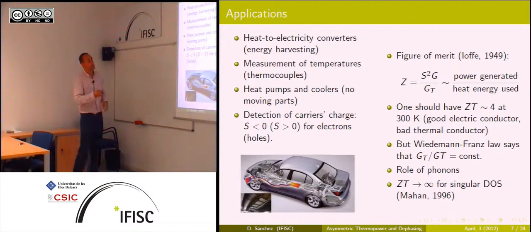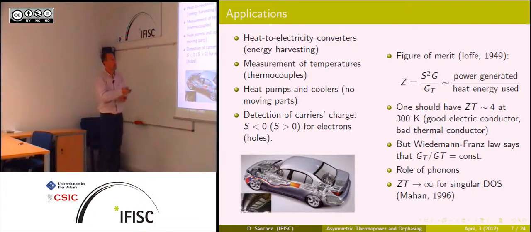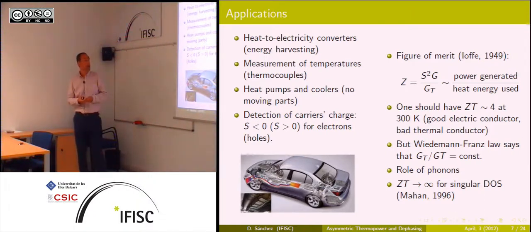It seems that to be able to compete with present day coolers, one should have this figure of merit of the order of 4. You have to multiply by temperature so that this quantity becomes dimensionless. So Z times T should be on the order of 4 at room temperature. Nowadays, the best thermoelectrics have an order of 1 or 2. So that's still not enough to reach this value.